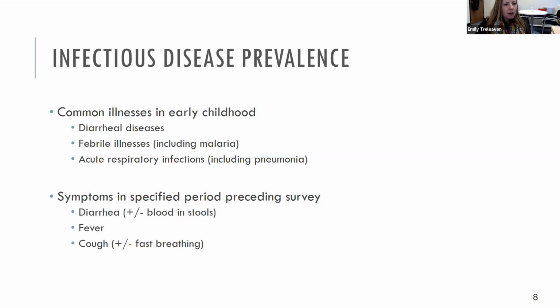And then finally, we are also interested in assessing the prevalence of acute respiratory infections, particularly pneumonia, since that is an important cause of under 5 mortality and morbidity globally. So typically we measure these by asking survey respondents if a child has experienced diarrhea, fever, and or cough, particularly with fast breathing, in a specified period preceding the survey.